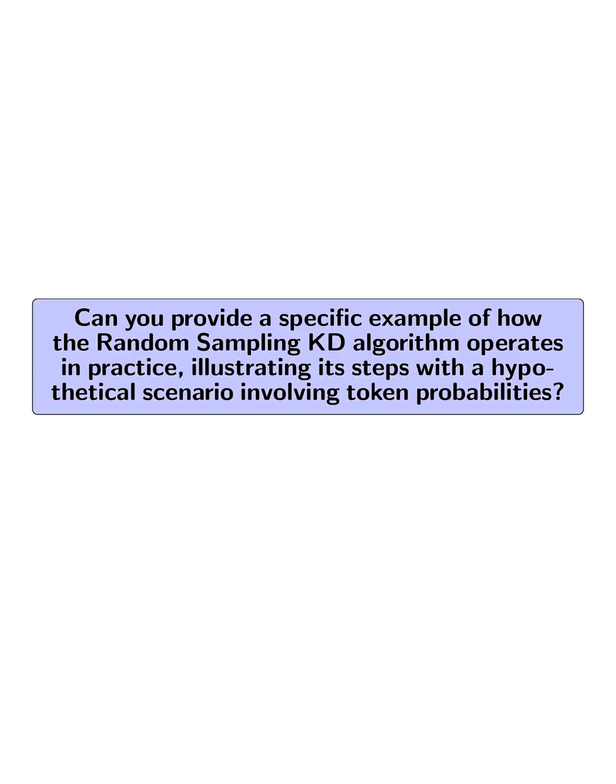Can you provide a specific example of how the random sampling KD algorithm operates in practice, illustrating its steps with a hypothetical scenario involving token probabilities?